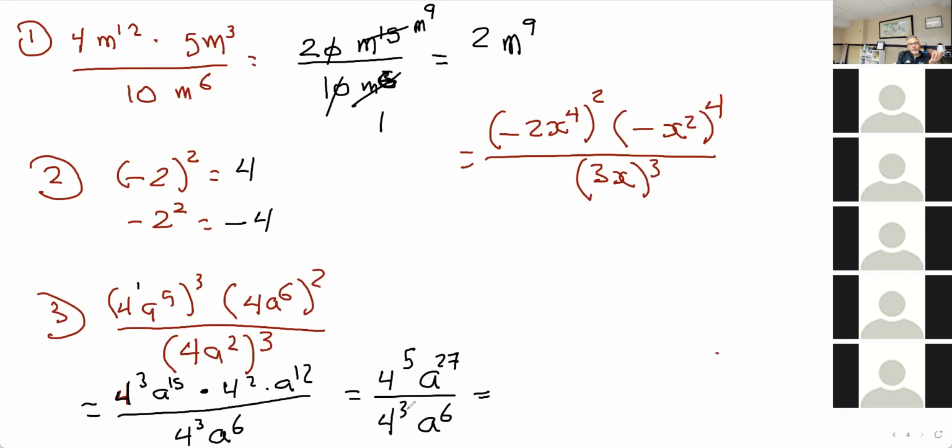So 4 to the 3 goes into itself once, 4 to the 3 goes into 4 to the 5, 4 squared times. A to the 6 goes into itself once, it goes into a to the 27, a to the 21 times. So you divided this by a to the 6, divided this by a to the 6, divided this by 4 to the 3, divided this by 4 to the 3. And the final answer here is 16 a to the 21.